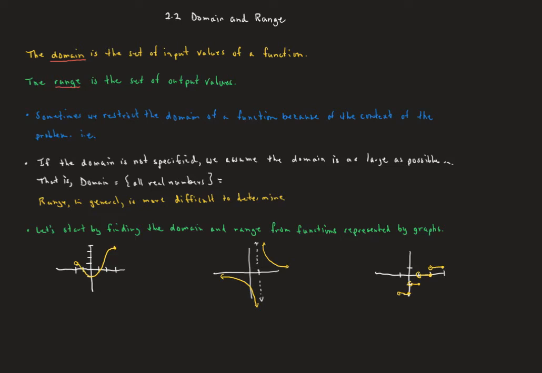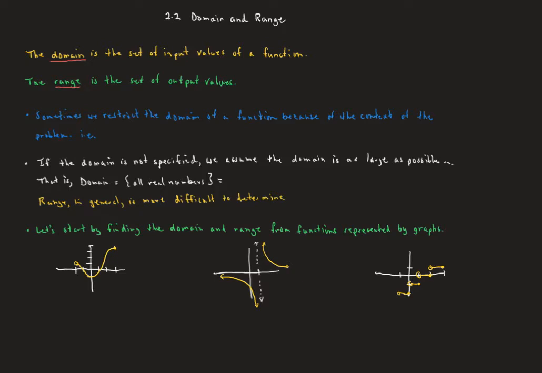We're going to talk about section 2.2, domain and range. So hopefully a lot of this is review. The domain is the set of input values of a function. A lot of times that'll be x, but not exclusively. The range is going to be the set of output values. A lot of times we associate that with y, but it doesn't have to be.